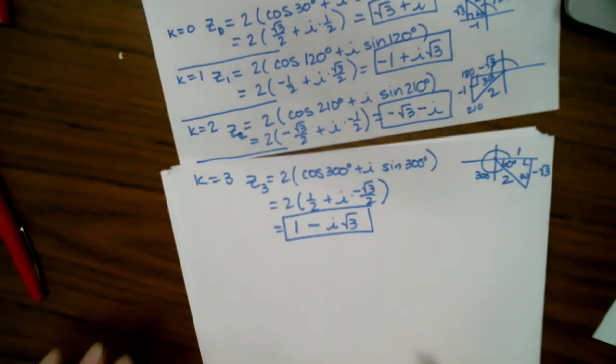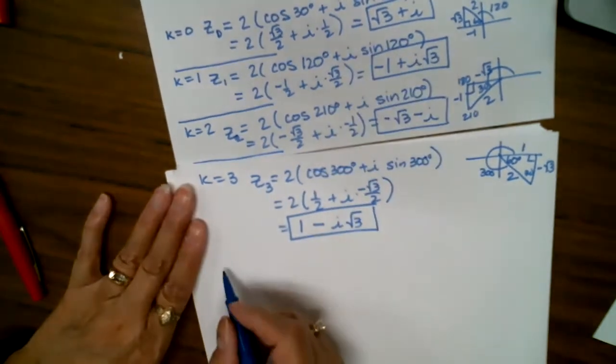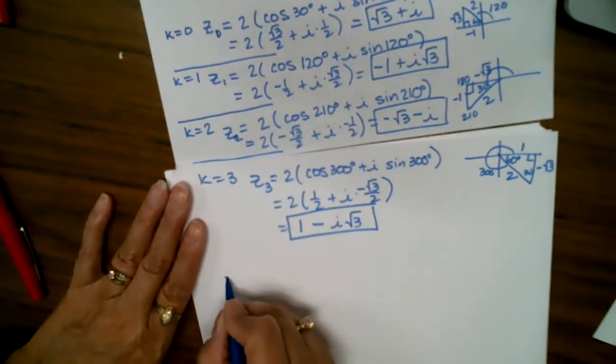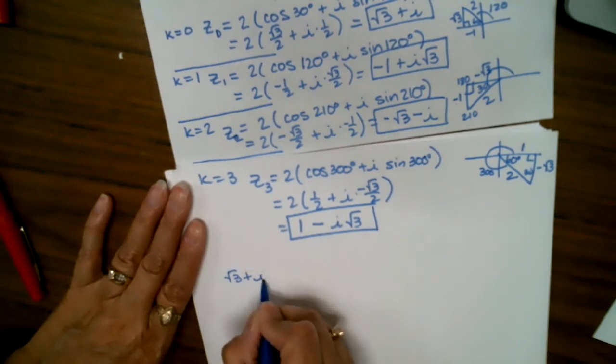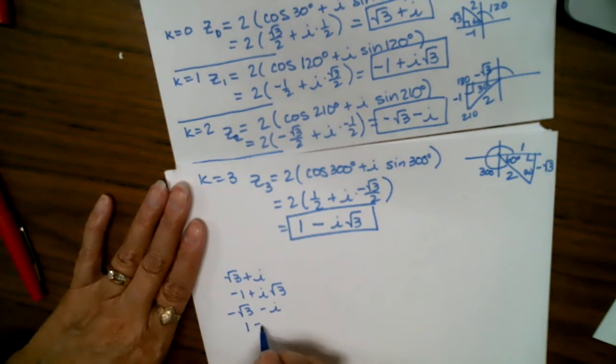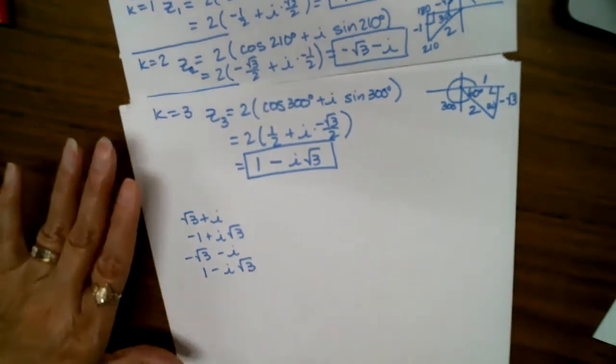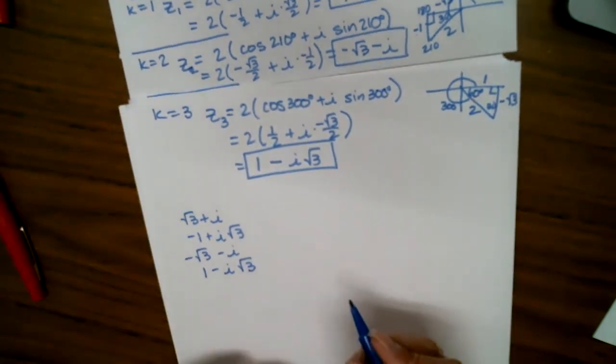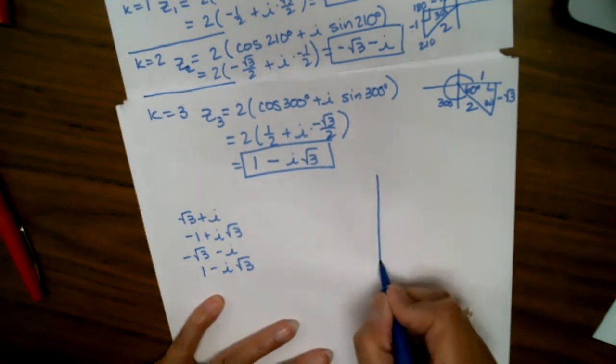So there's our 4 solutions. Let me write them down. I want to show you something about these. Our 4 roots were square root of 3 plus i, negative 1 plus i square root of 3, negative square root of 3 minus i, and 1 minus i square root of 3. Okay, what's really cool about this is if you were to graph these.